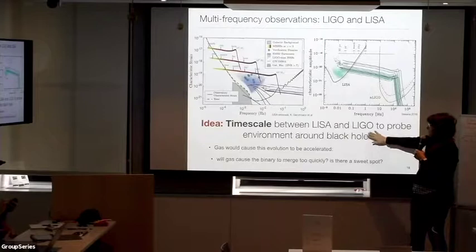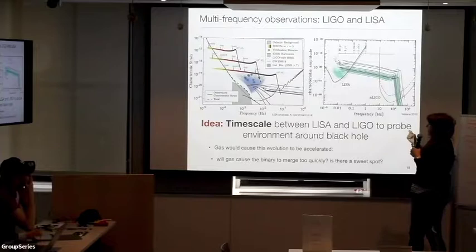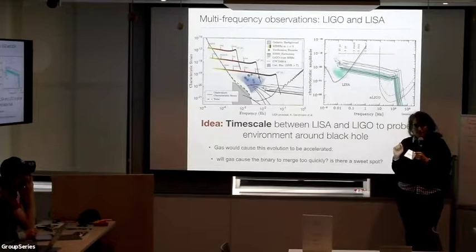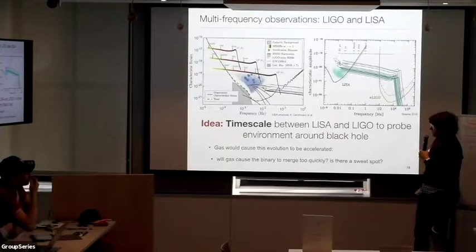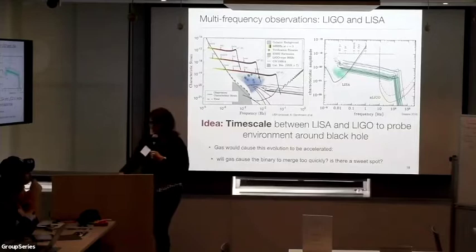It can cause it to be so accelerated, in fact, that it makes it undetectable. So there's got to be some sort of sweet spot in the parameter space where there's enough gas to make this maybe a few years instead of 10 years, but not so fast that it merges before it gets into this band and is undetectable. I think this is a really interesting question that we can talk about today. I'd really like to discuss this.